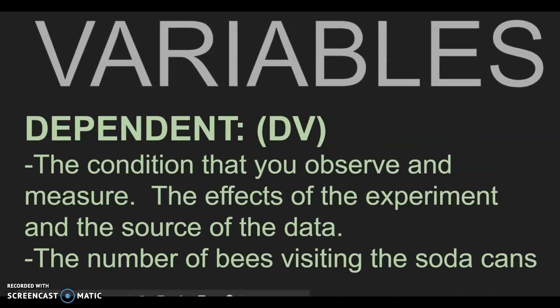The dependent variable, or the DV, is the condition that you observe and measure. So this is, I guess you could say, the outcome of your experiment. This is the change that happens as the experiment goes along. And an easy way to pick this out is that it's the source of your data. So your dependent variable, when it comes to the experiment on your pretest, is the number of bees. How many bees ended up coming to the diet? How many bees ended up coming to the regular soda? So your dependent variable depends on what you did with your independent variable. It's dependent on that, and it's the source of your data. So this is your outcome.